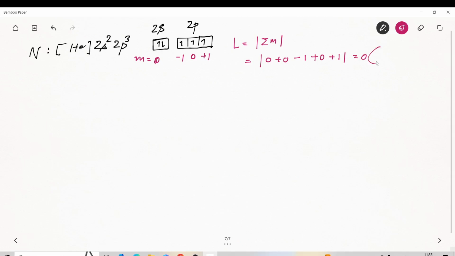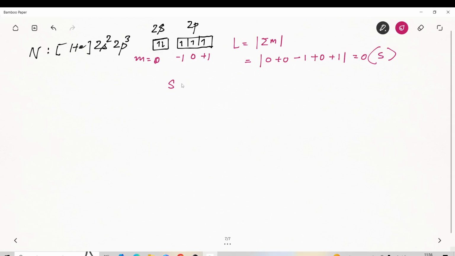Look, when L equals 0, we know it is capital S. When L is 0, what do we call it? This is capital S. Now what should be the value of capital S, the total spin? Obviously this is not the total spin. This is the symbol representing the value of L. So capital S, that is the total spin.